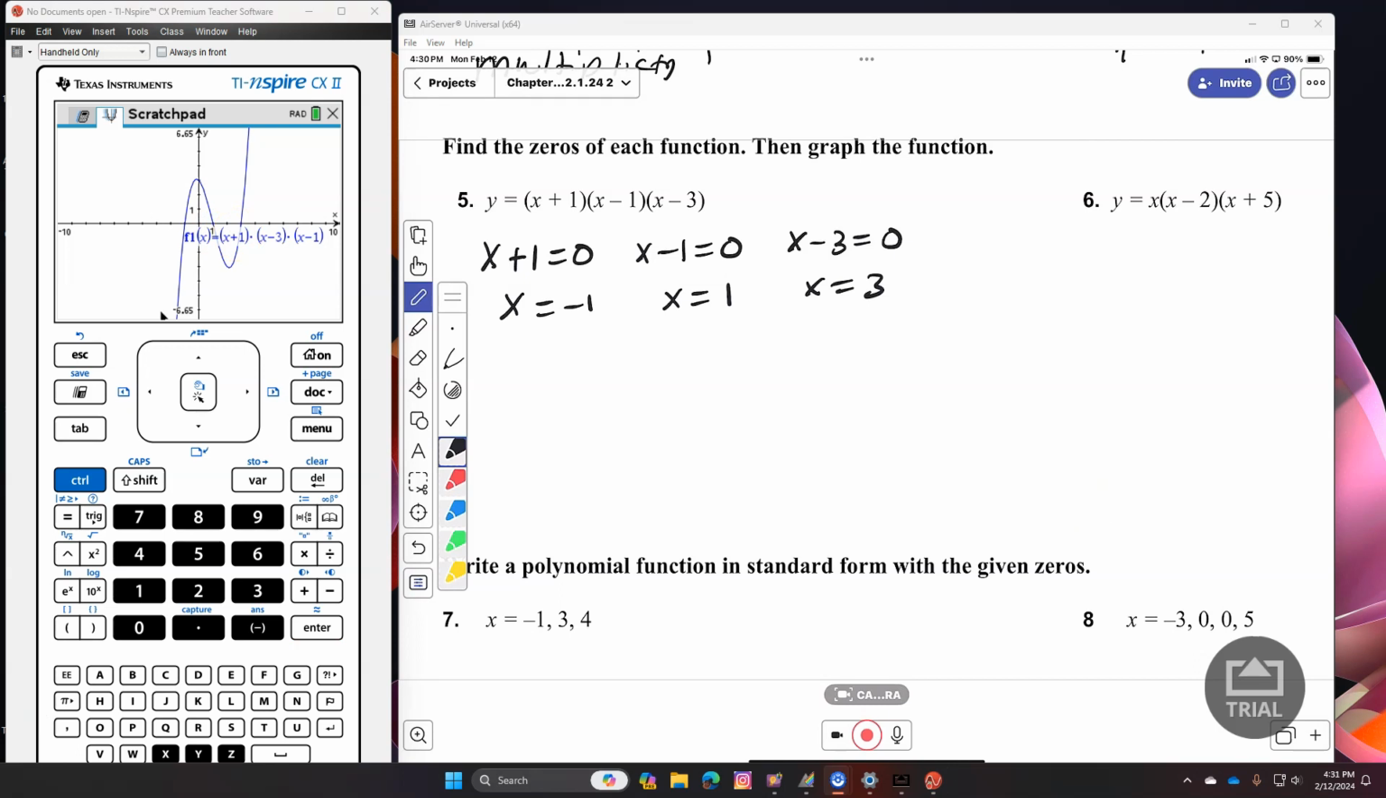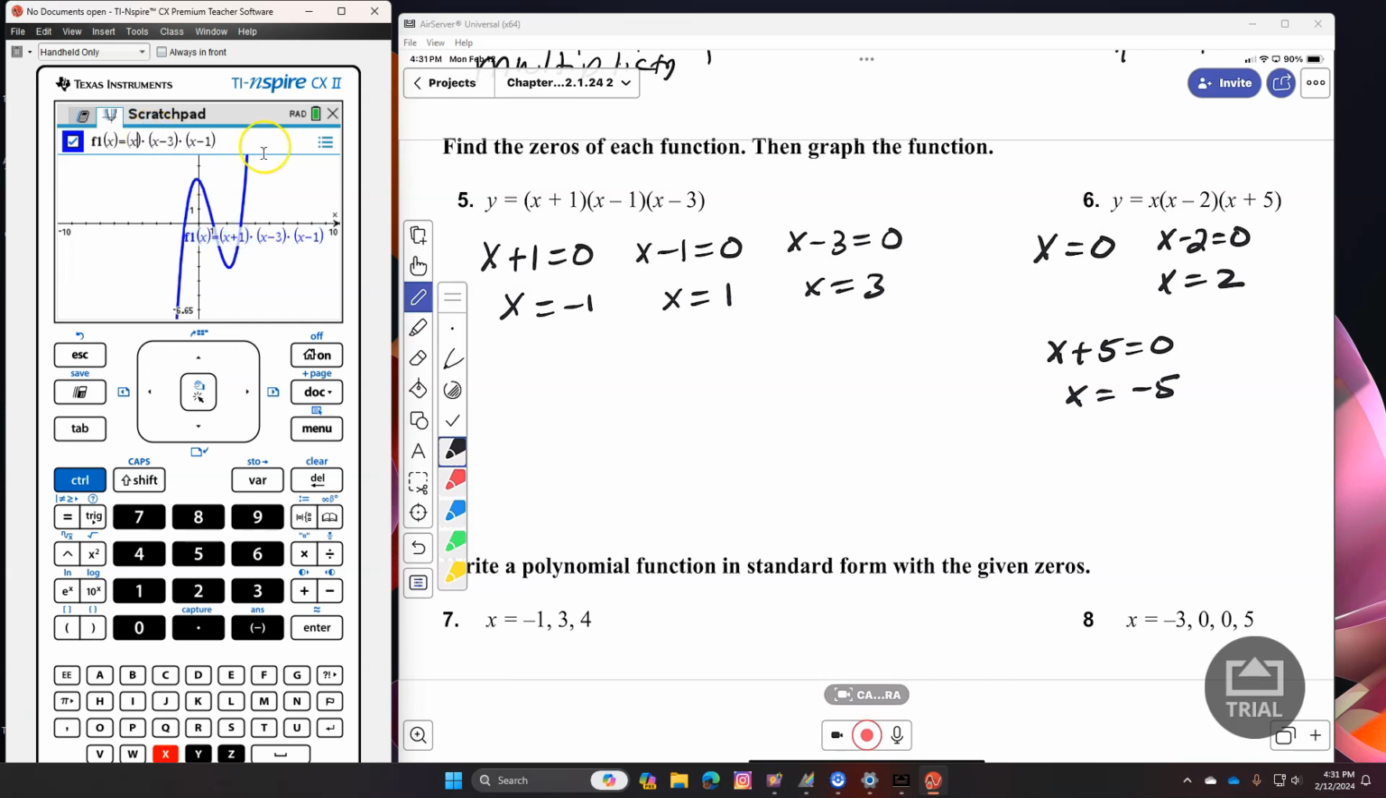Number 6, we have x equals 0. x minus 2 equals 0, so x equals 2. And x plus 5 equals 0, so x equals negative 5. And once again, if you're going to graph, you can just use these factors here. I'm just going to say that's x, and then we have x minus 2, and then we have x plus 5, right? You can also use Desmos. So here is x equals negative 5. Here is x equals 0, and here is x equals 2.